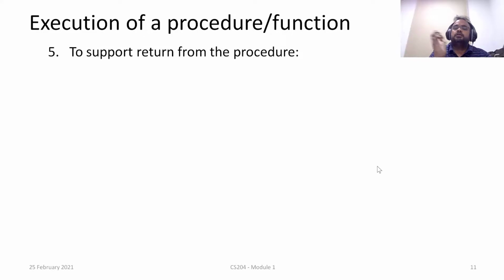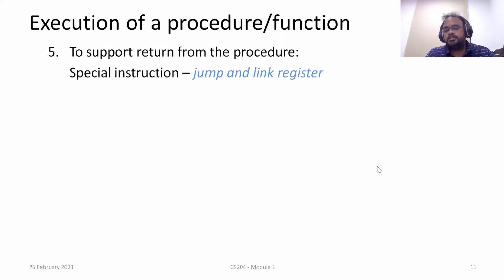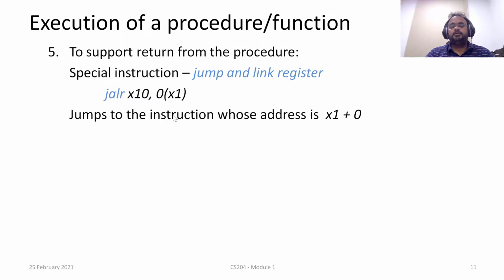To support the return from the procedure, we have another special instruction, which is the jump and link register instruction. In short, it is JLR. It has two register operands and an offset field. This instruction will jump to a location given by the addition of the register X1 and the offset value 0. So it's like base plus offset. Because you already stored the return address in X1, now you can use the same thing here to come back to the main program or the caller.